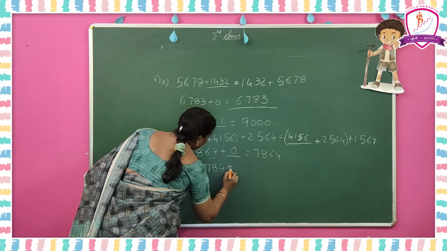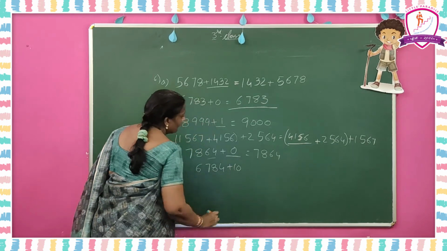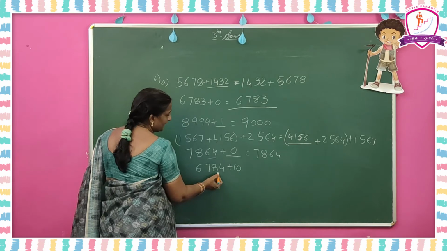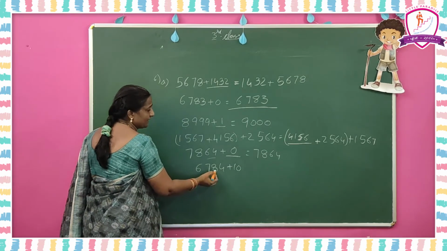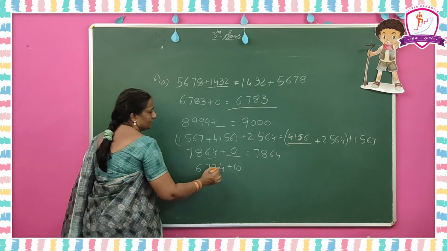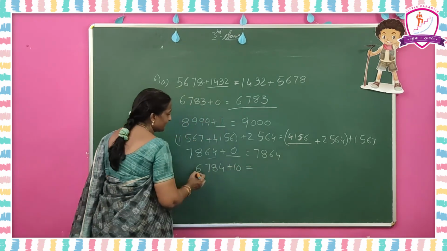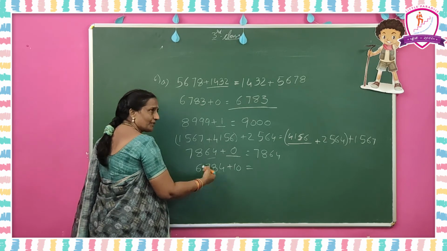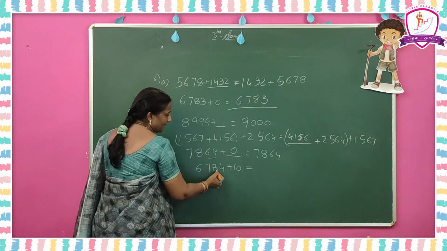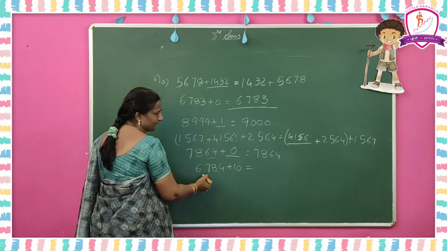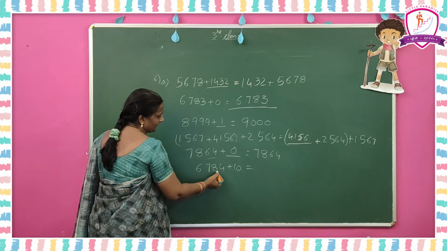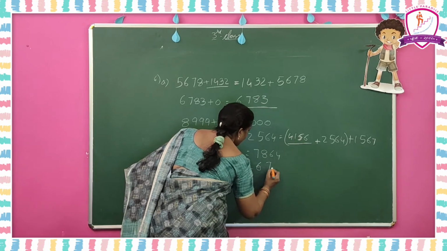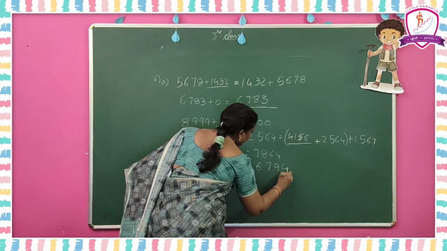Next one, 6,784 plus 10. What is the property? If 10 is added to any number, the digit in the tens place will increase by 1 and the remaining digits are same. What is the digit in tens place? 8. 8 plus 1 is 9. The remaining digits remain same, so 6,794.